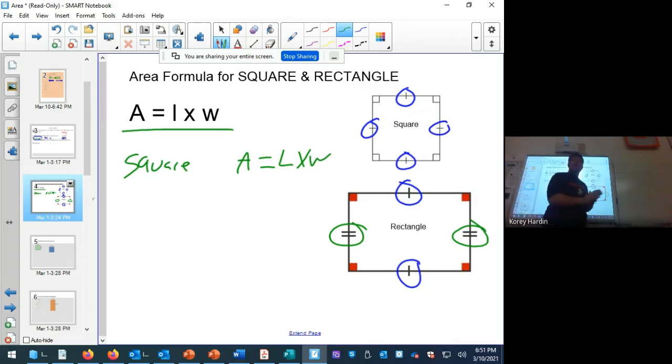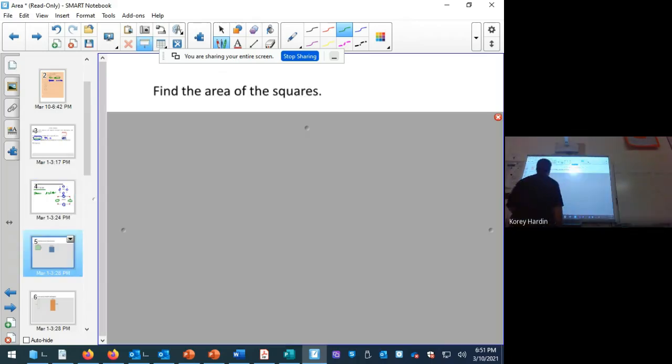You'll have to know angles in a month or two. But those are at right angles, and that also makes a square or a rectangle. Okay? So let's go ahead and work one of these out.